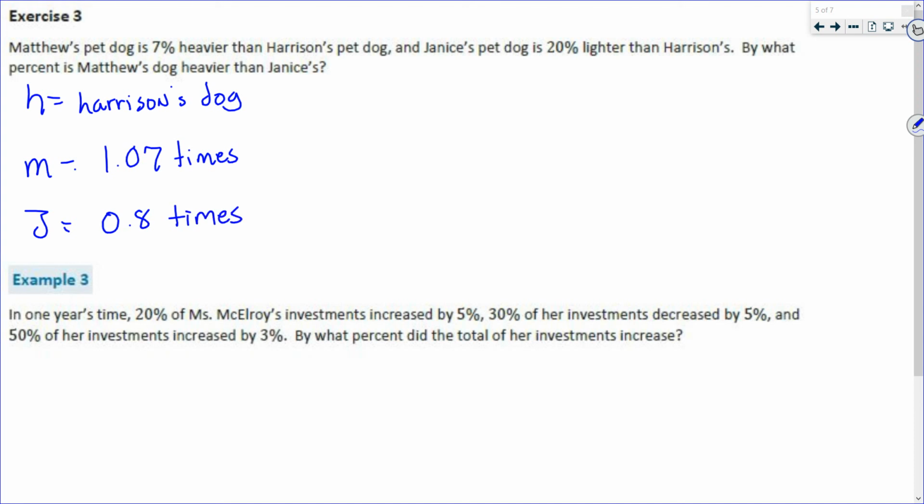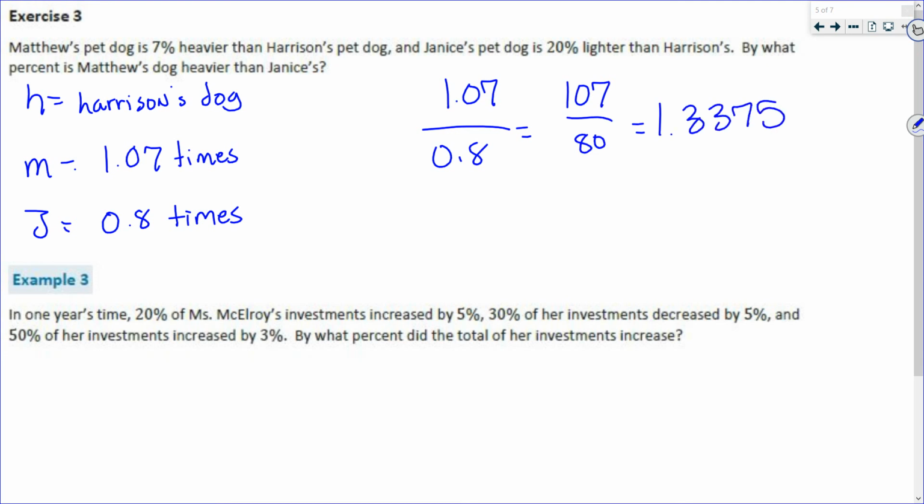Okay? Now, we got a division problem. This is basically where a division comes into play. So what we're going to do is we want to know how much bigger Matt's dog is compared to Janice's. So we're going to take 1.07 and we're going to divide that by 0.8. Now, if we just multiply this by 100 real quick, we could just take 107 divided by 80, which gives us 1.3375. So basically, Matt's dog is 33.75% larger than Janice's dog. That's it.